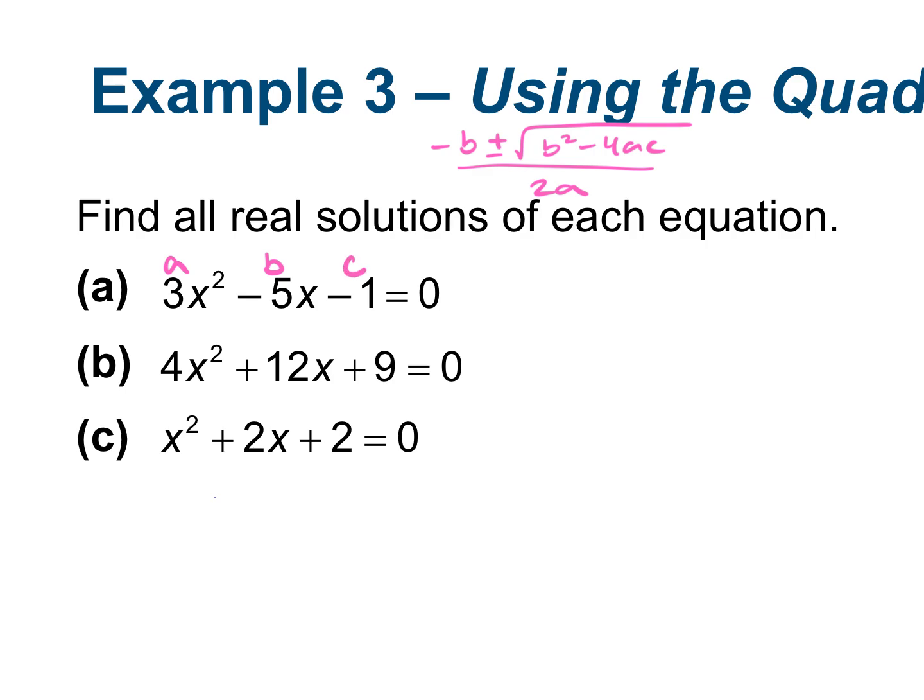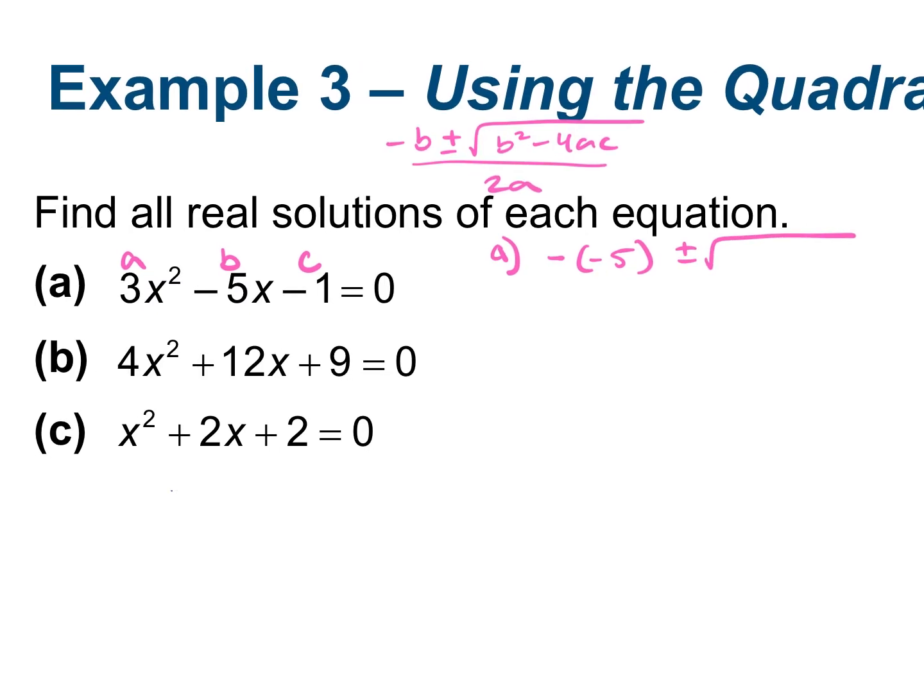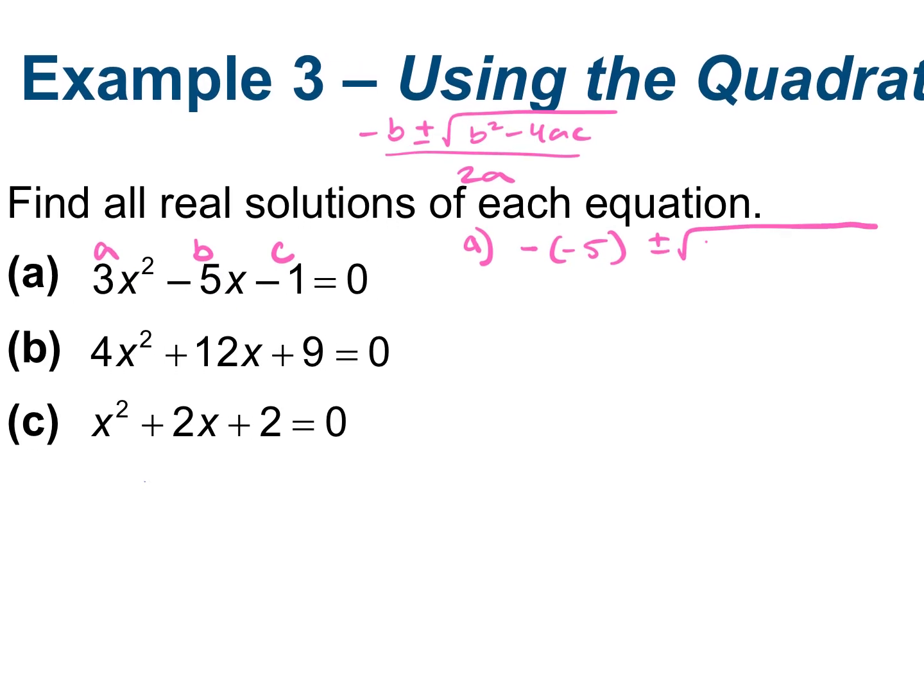So a is the coefficient in front of the x squared, b is going to be the coefficient in front of the x, and c is your constant. So let's plug this into our quadratic formula. So we have negative 5 plus or minus the square root of b squared, so that would be negative 5 squared, minus 4 times a times c, over 2 times a. So 2 times 3.